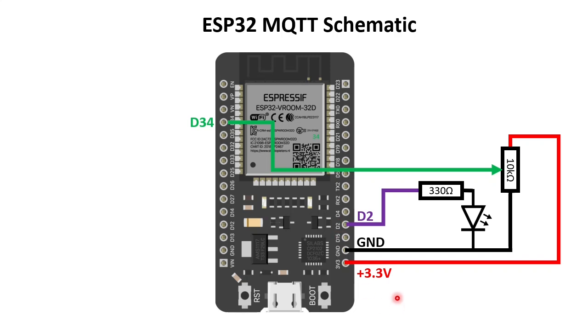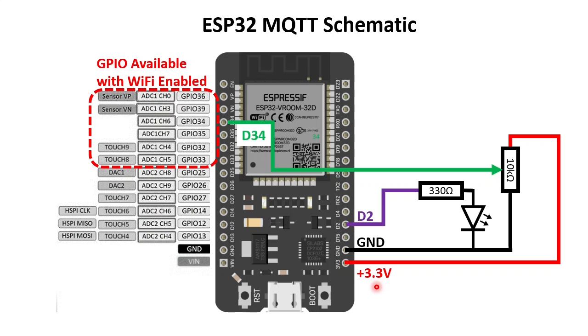Also make sure to connect the potentiometer to 3.3 volt and not to 5 volt because that may damage your ESP32. I use D34 for analog in because if you use Wi-Fi, only ADC1 is available. So you can only use the GPIOs shown here if you need Wi-Fi. Took me quite some time to figure that out.